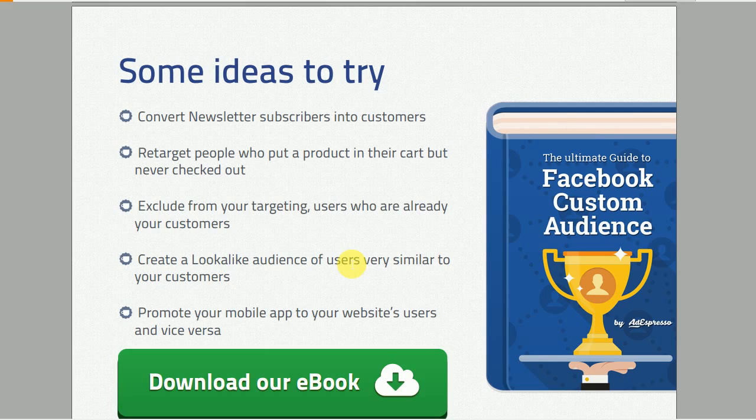Okay, let me explain cold audience. I'm trying not to make this complicated. A different type of audience is the cold audience. Cold audience are people that don't know you at all. The first time they see your advert, they are less likely to buy.